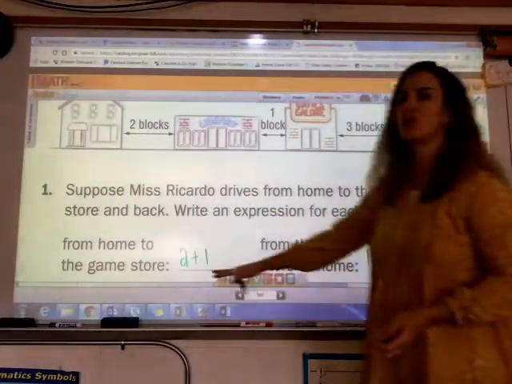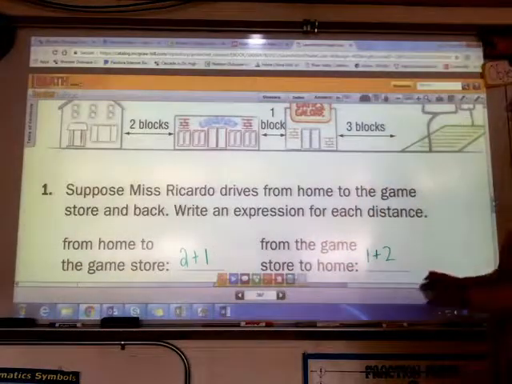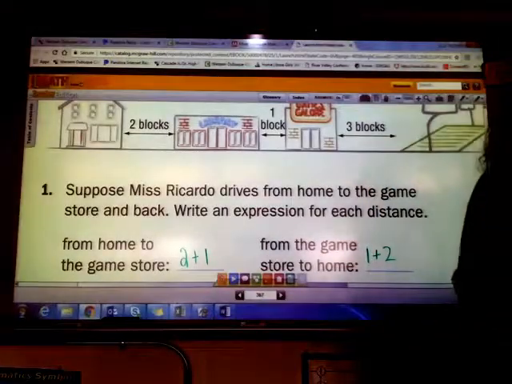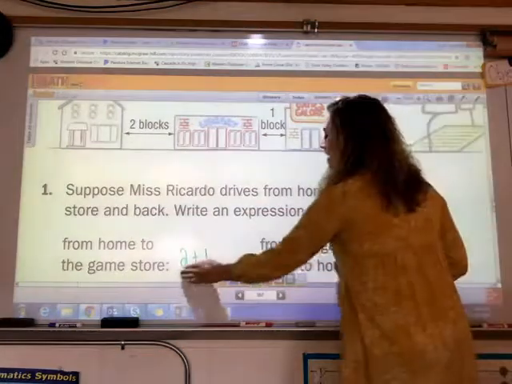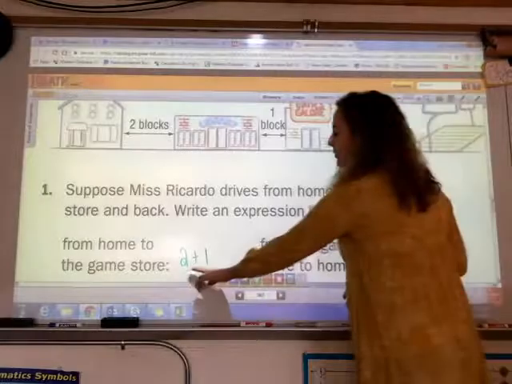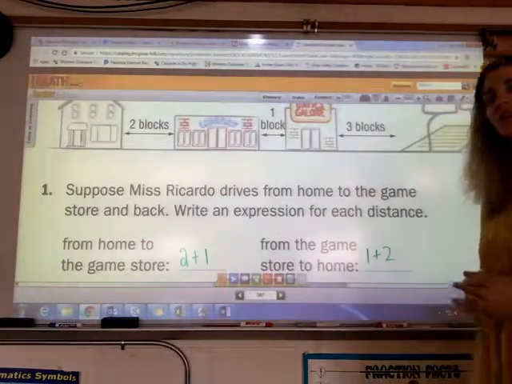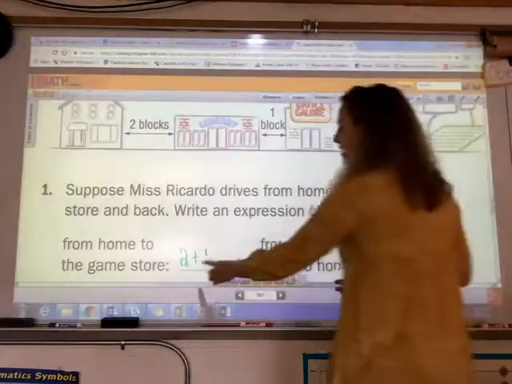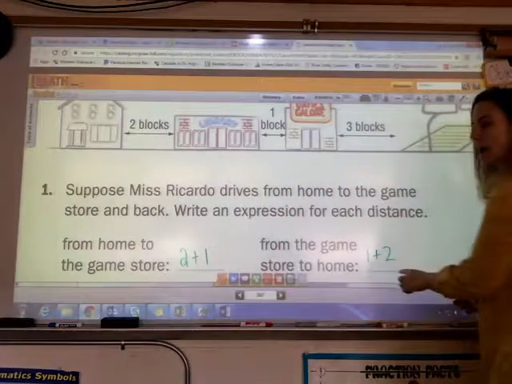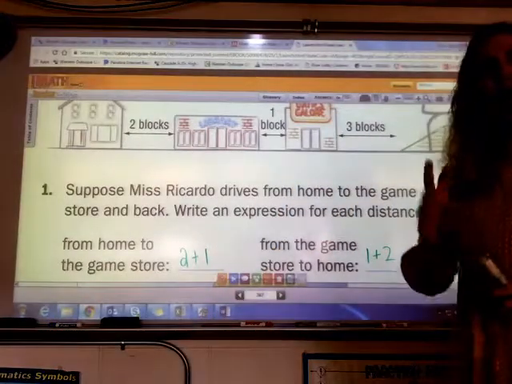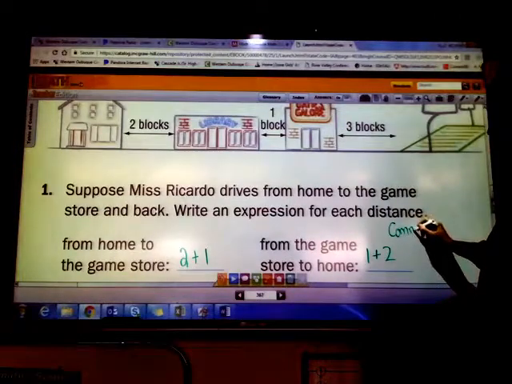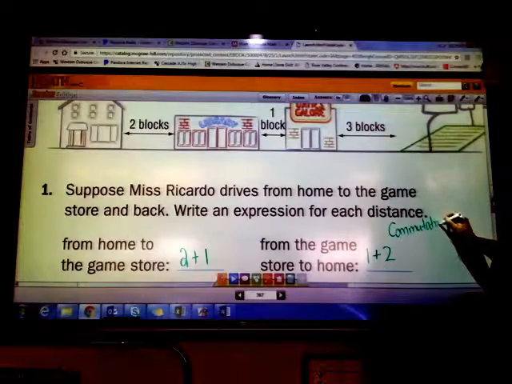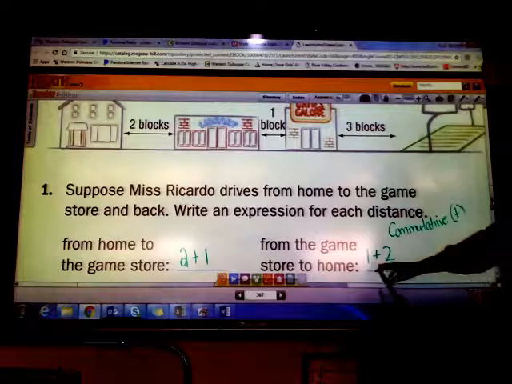When I take a look at these 2 expressions that I've written, 2 plus 1 and 1 plus 2, one of the things I want you to take note of is what's different. My numbers are the same, and my operation of addition is the same. The only thing that has changed is the order. Instead of writing it as 2 plus 1, I am now writing it as 1 plus 2. Because the order is changing, we are looking at the commutative property of addition, because we are adding.